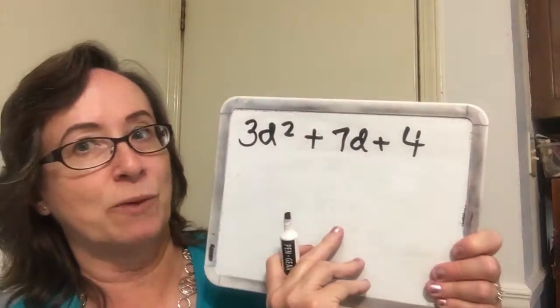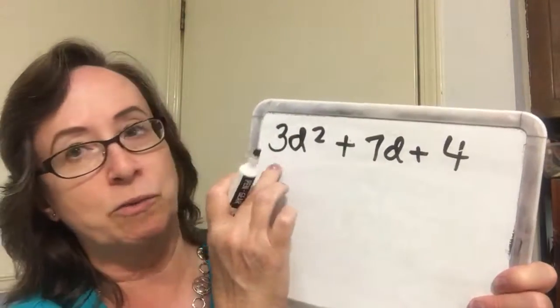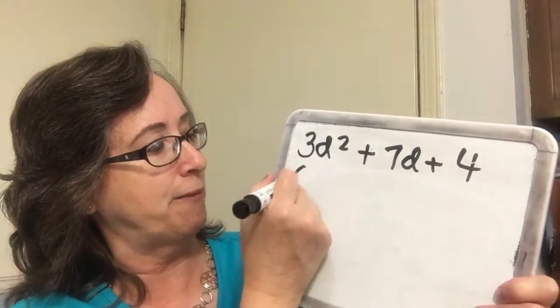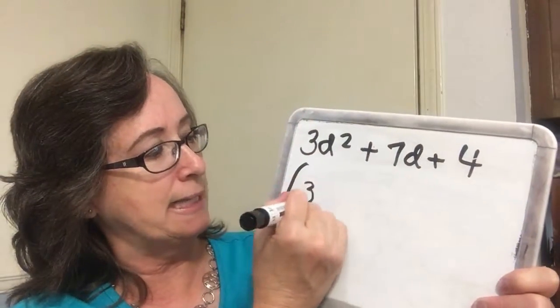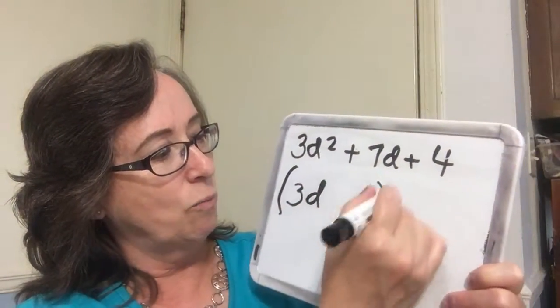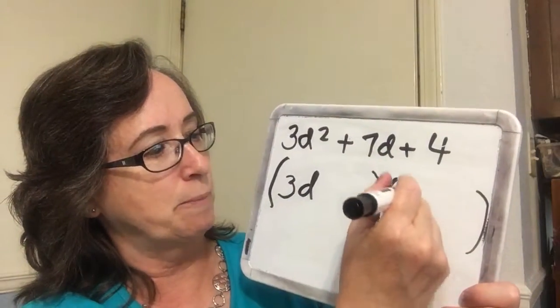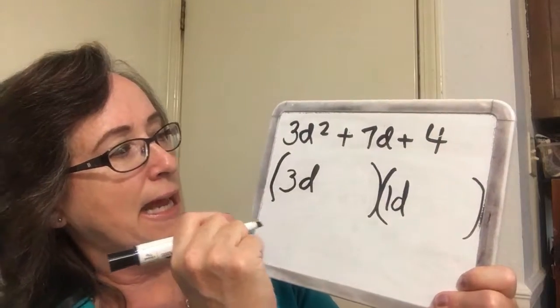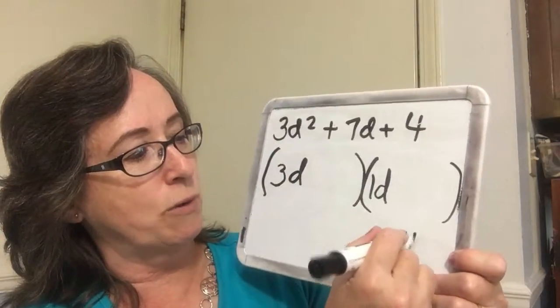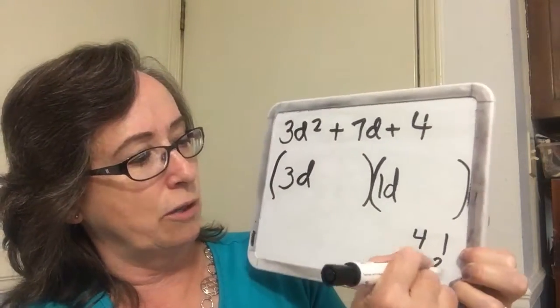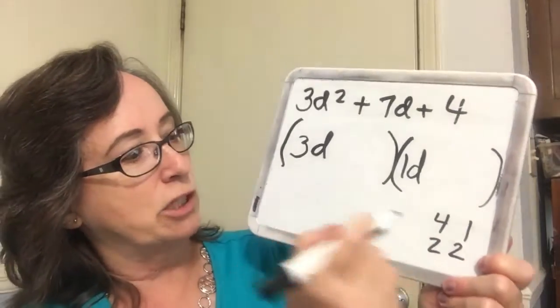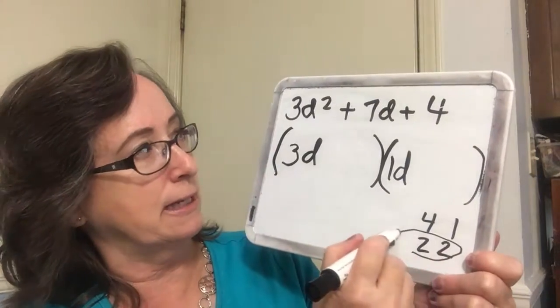Okay, again, I have one that does not go to 1. I cannot pull out a greatest common factor, but again, it's still pretty easy because 3 and 1 is the only way I can factor 3. So I'm just going to put my d and my 3d. And then 4 could be 4, 1, or 2, 2. Okay, I will generally start with the ones that are closest together.